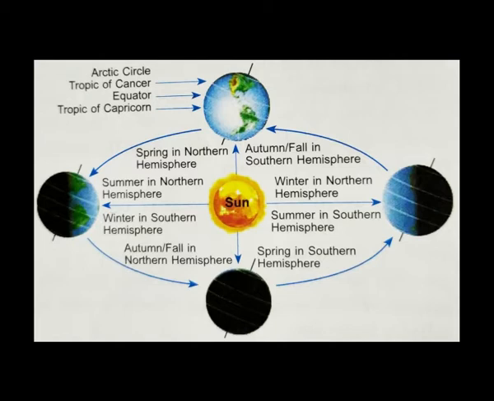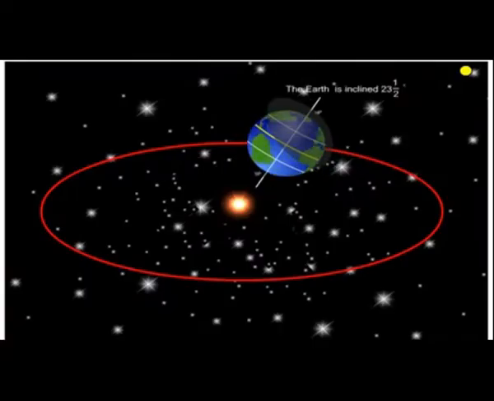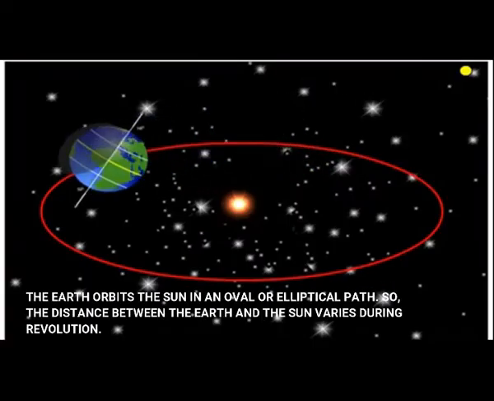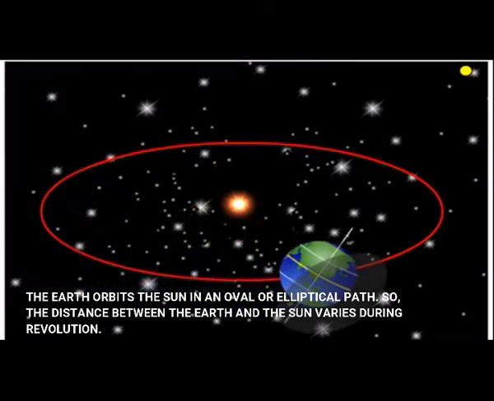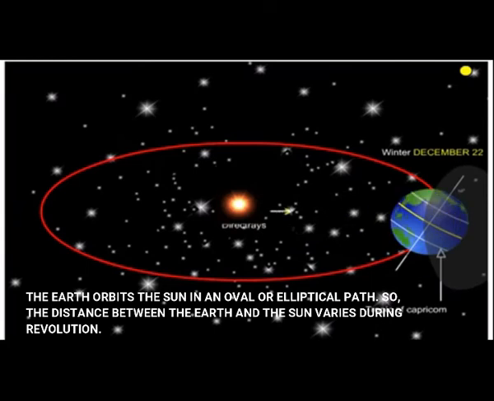When the northern hemisphere faces the sun, it receives direct sun rays, so it is summer in the northern hemisphere and winter in the southern hemisphere. On the other hand, when the southern hemisphere tilts towards the sun, it gets direct sun rays, so it has summer while the northern hemisphere has winter. The earth orbits the sun in an oval or elliptical path. So, the distance between the earth and the sun varies during revolution.